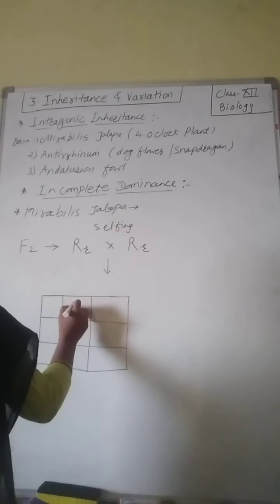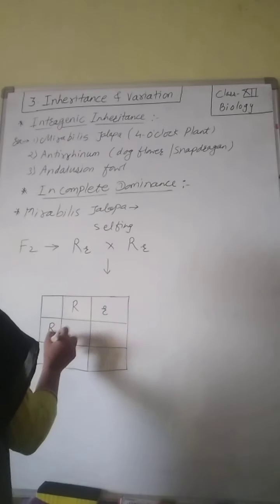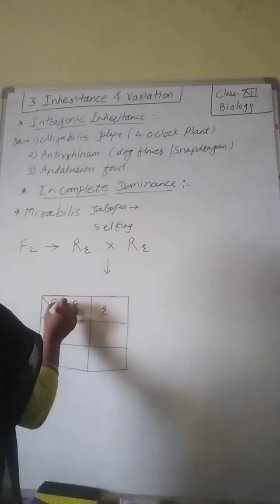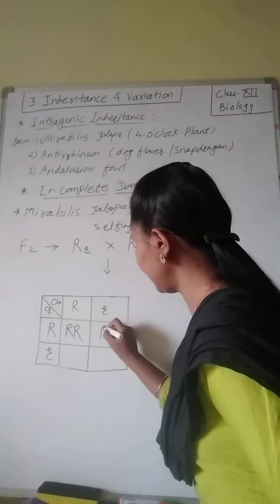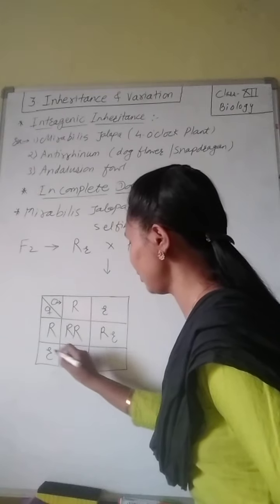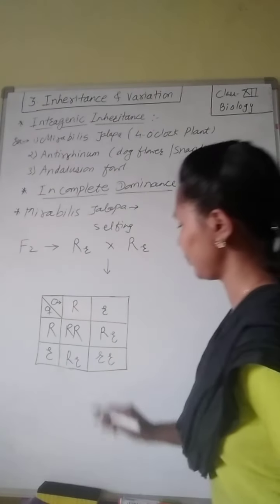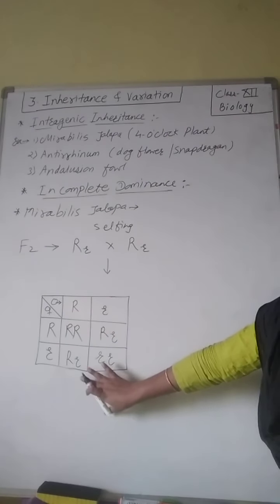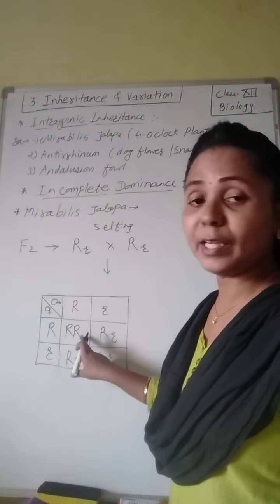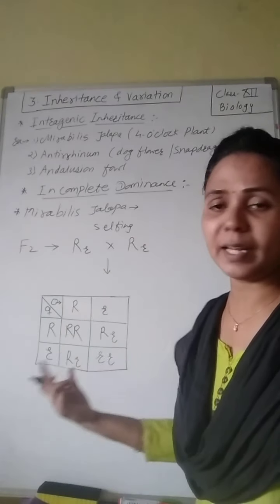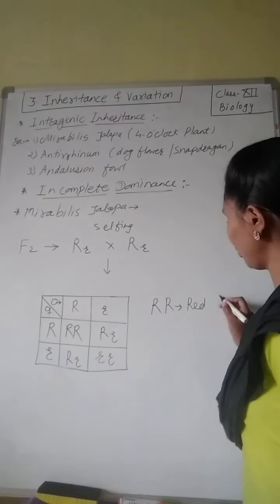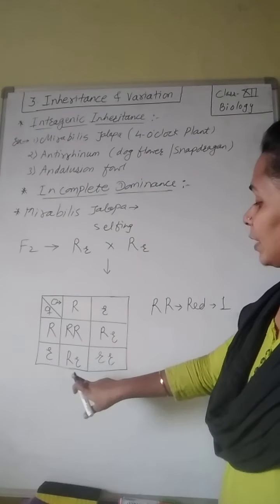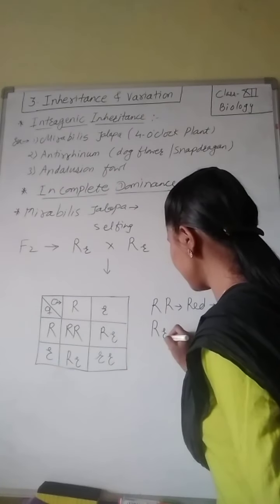We write one parent capital R small r, and the other also capital R small r, one side male gametes and the other side female gametes. In the boxes we get capital R capital R, capital R small r, capital R small r, and small r small r. So we observe three different types of genotypes. One is completely dominant, capital R capital R, which shows red color, and it is only one. Second, capital R small r.